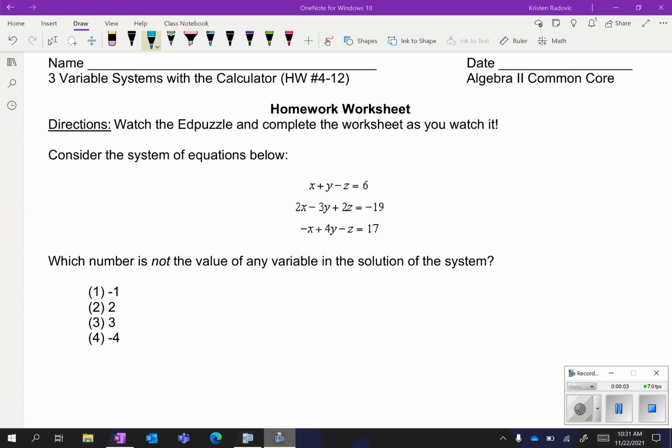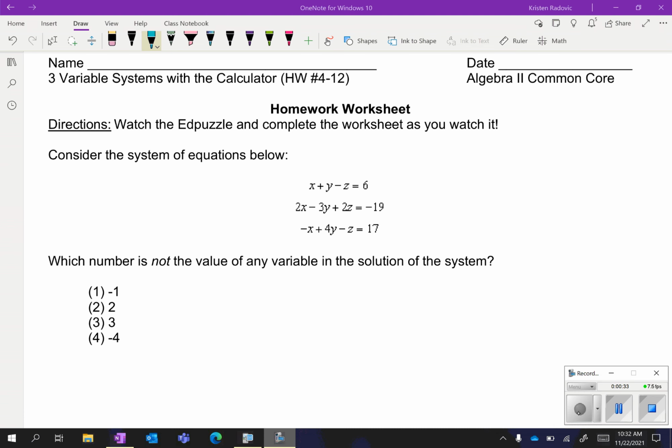Hello, we are going to go over how to solve three variable systems with your calculator, specifically in a matrix. Now, I just want to point out that what we're about to do in the calculator can only be used when all of your exponents are 1. They can't be used with conic linear systems because the equation of a circle has exponents of 2.